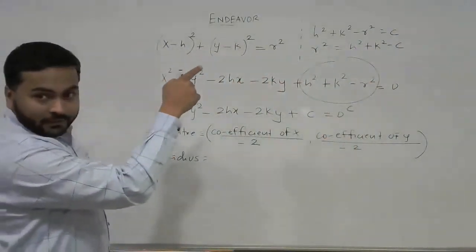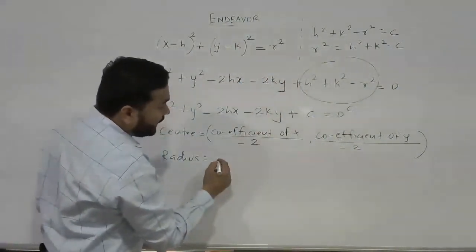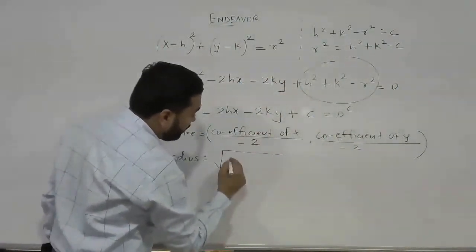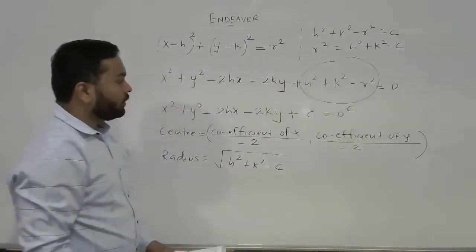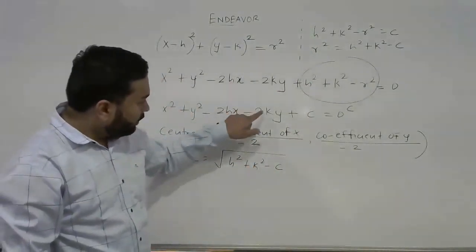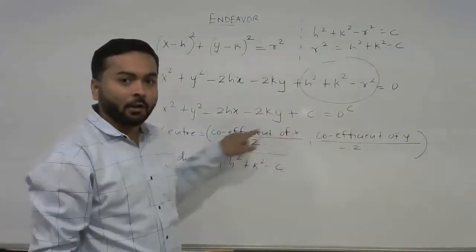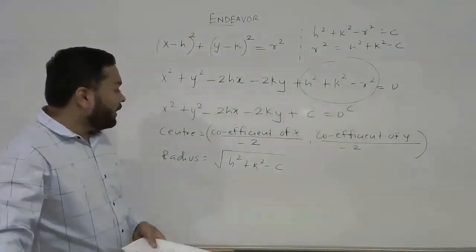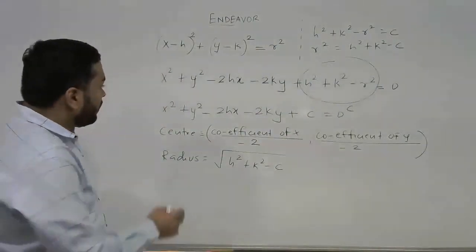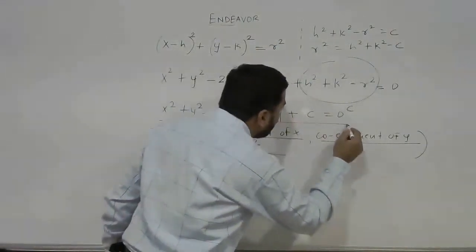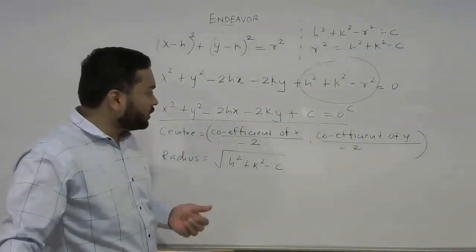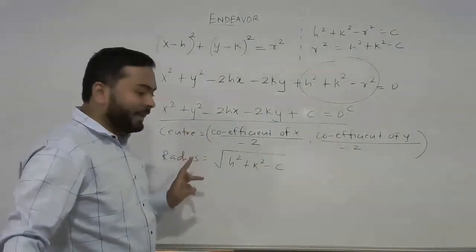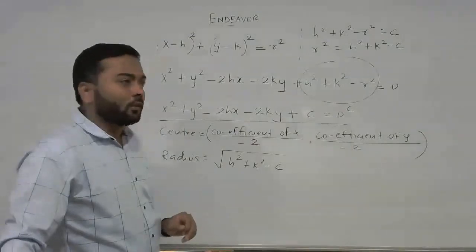So from this, if I want to find out the radius, it will be under root of h square plus k square minus c. So it will be h square plus k square minus c, in the under root of the entire thing. That would be the radius of a circle for this equation. If this equation is given to me as the equation of a circle, then this is how I can find the center and the radius of a circle.